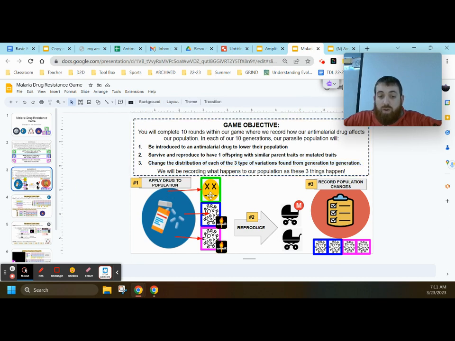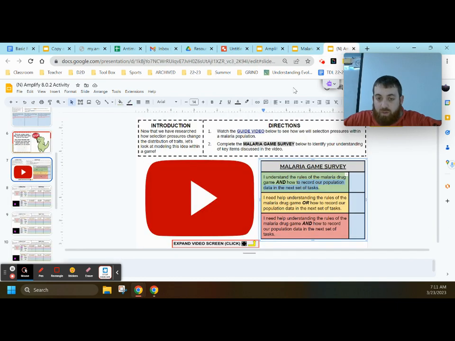So we're going to start with our population. We'll have a certain number of each type: greens, blues, and purples. We're going to apply the drug. Some will die, some will survive. They'll reproduce. When they reproduce, they might have a mutation or the same traits. And then we're going to record the population traits, so how many blues, purples, and greens we have. Now, these are our objectives. So let's go ahead and look at the rules for how we play the game.